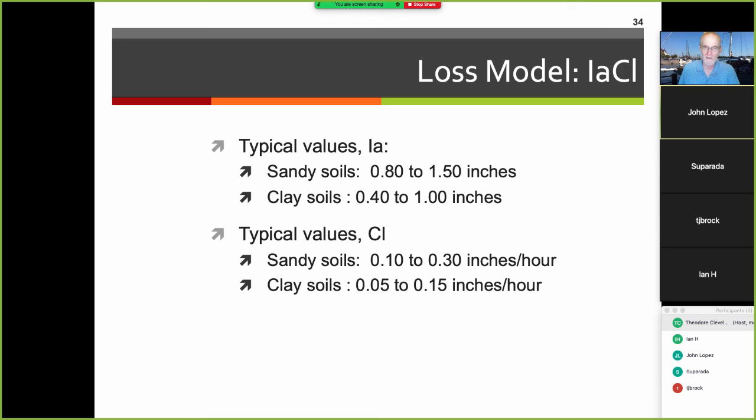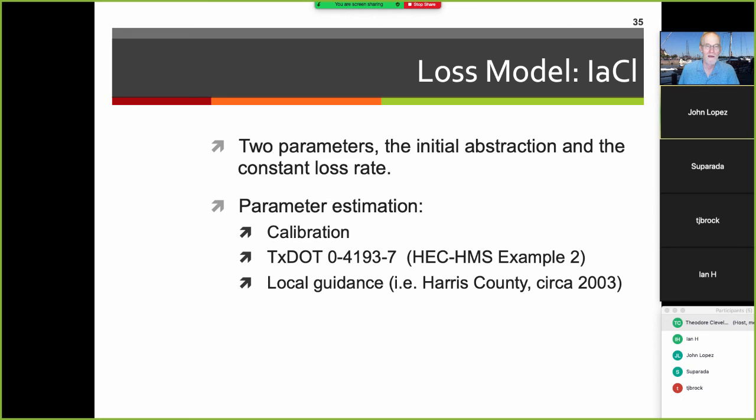Some typical values are shown here for sand, initial abstraction up to 1½ inches. Constant loss rate, 0.3 of an inch per hour. And then once you have the two parameters, the model's very easy to apply. If the rainfall rate has not yet satisfied the initial abstraction depth, then all the rain is assigned to that depth. And then once that's happened, if the rainfall rate is less than the loss rate, there's no excess for that time block. If the rainfall rate is bigger than the loss rate, there is excess.